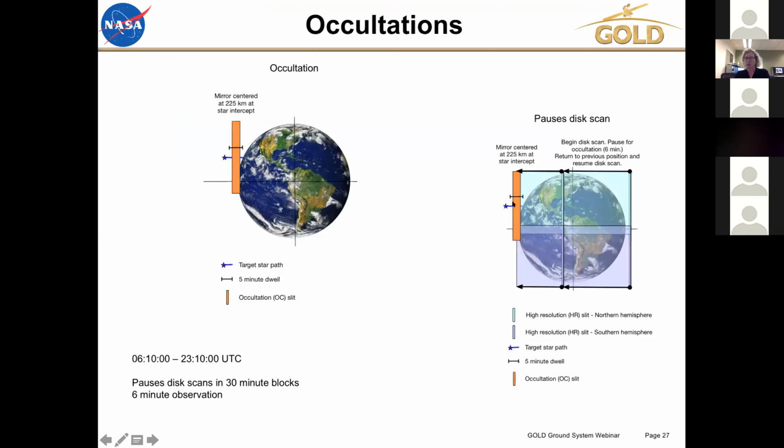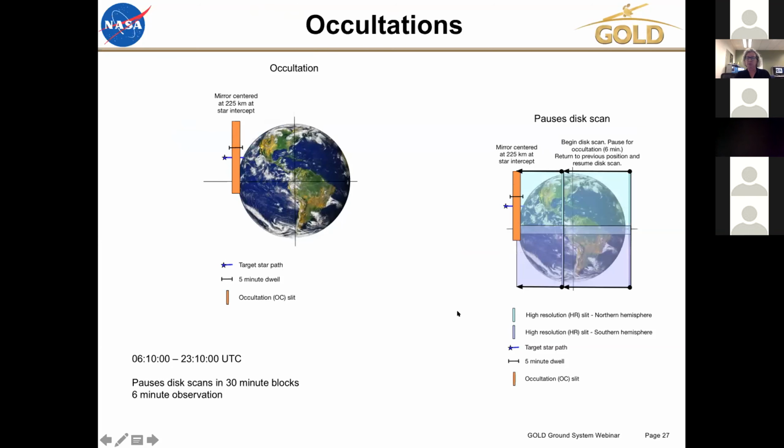We park the mirror there, and it takes 4 minutes for the star to move 1 degree. Since the occultation slit is 1 degree wide, we actually allow for a 5-minute observation. So we're giving ourselves some buffer for any timing errors. Then we just park, let the star drift through our field of view. Once that 5-minute dwell is complete, we return the slit mechanism to the high resolution slit. We return the scan mirror to the position where it paused prior to the occultation, and then we resume the disk scan.